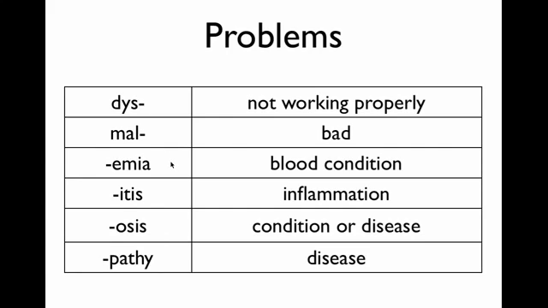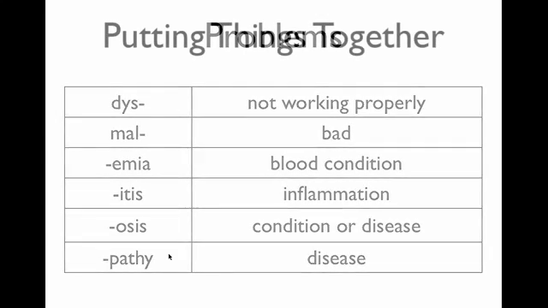Emia is referring to some sort of blood condition. And itis, anything with itis is an inflammation. And osis, that's just a very, very broadly used term for a condition or disease, as is the suffix pathy, for example. Neuropathy is a very broad term for a disease of the nervous system.